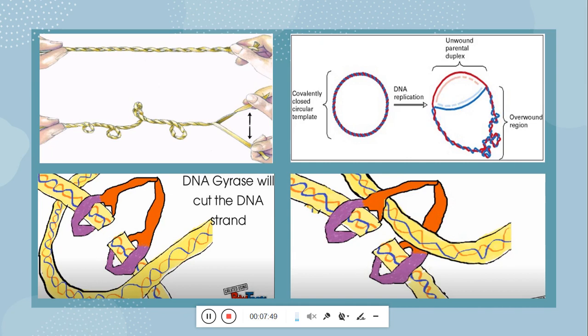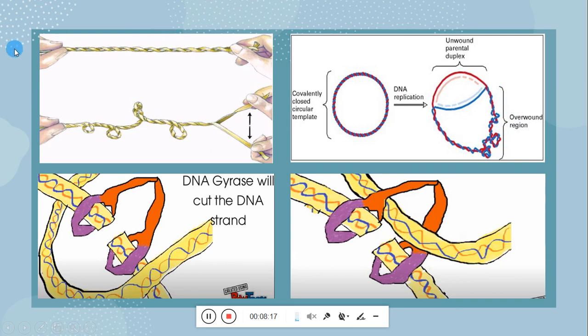Unwinding of the DNA results in an overwounded region in front of the progressing replication fork. So for replication to occur and for these strands to get separated, this area gets overwounded in front of the replication fork.